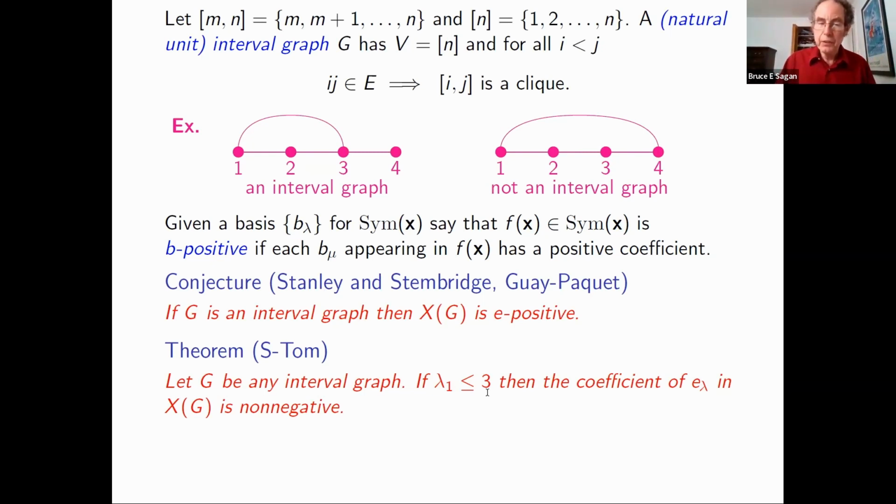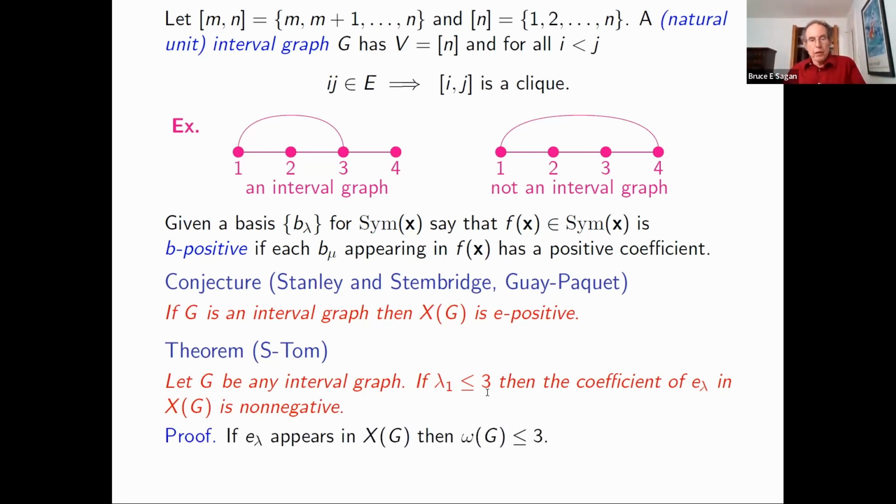And this is actually going to be simple to prove because the hard work has been done by somebody else. So if e_lambda appears in X of G, by the alpha omega theorem, that says that omega of G, the size of the largest clique, is at most 3. That is a very severe restriction. That means you can't have any K4s, K5s. The biggest complete graph you can have is if it's got 3 vertices.